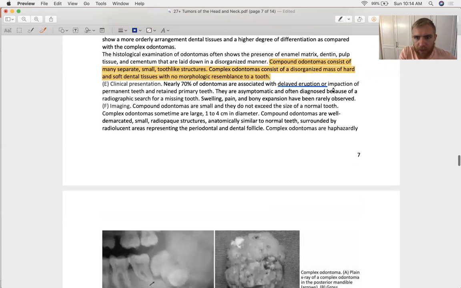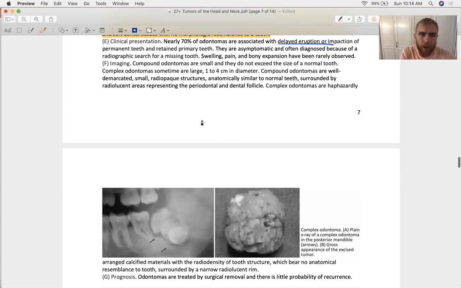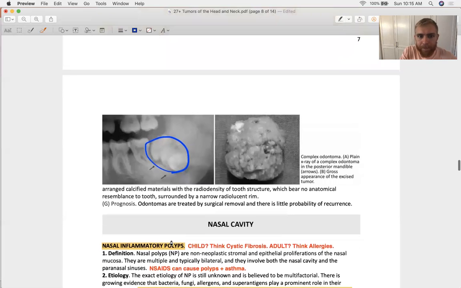So what's the risk factor? Delayed eruption or impaction of permanent teeth. So you should have a tooth popping up, right? You lose your baby tooth, you're expecting a normal adult tooth, but the tooth never comes in, and then maybe you're like 22 sitting around on a Sunday, and you're just like, well, I wonder why that tooth never came in. So you go to the dentist, and the dentist takes an x-ray, and then holy cow, you've got like 5 rocks up where your tooth should be. And so what is that? Compound odontoma, or complex.